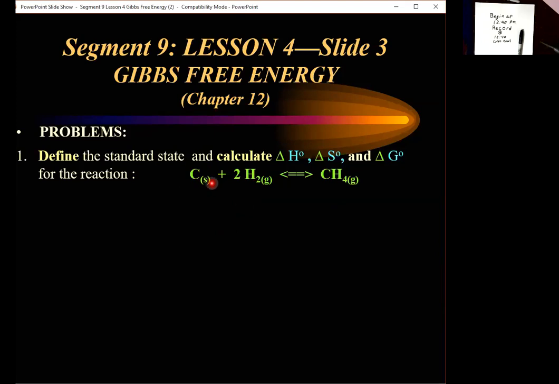But this would be a great reaction if we could do it. Take carbon and hydrogen, both cheap, and make methane, the natural gas you use in your Bunsen burner.